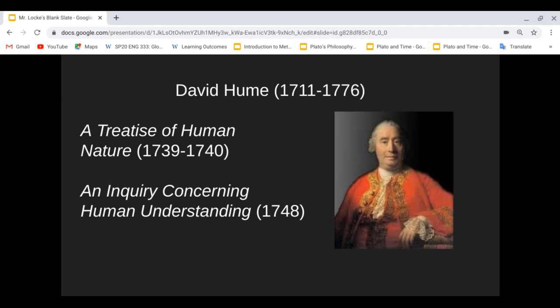Now, another key empiricist is the great skeptic, atheist, philosopher David Hume. You can see here that he lived from 1711 to 1776. Again, we're only very briefly alluding to these figures. We can't dwell on them too long. But his Treatise of Human Nature is one of his more important texts, published between 1739 and 1740. An Inquiry Concerning Human Understanding was published in 1748.